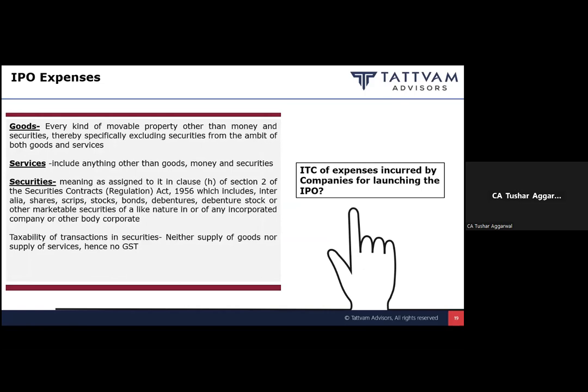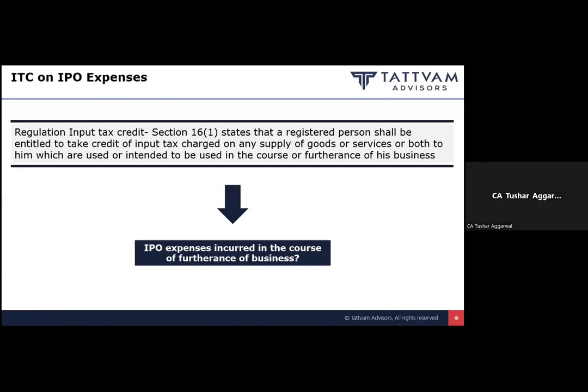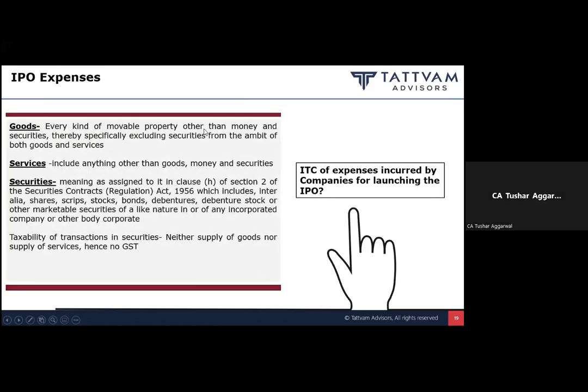Here, though the word used is transaction in securities, it should not encompass the issuance of fresh shares. Accordingly, in my view, this expenditure is a business expenditure which is directly covered under section 16 and full ITC should be available. This is not a transaction in securities.